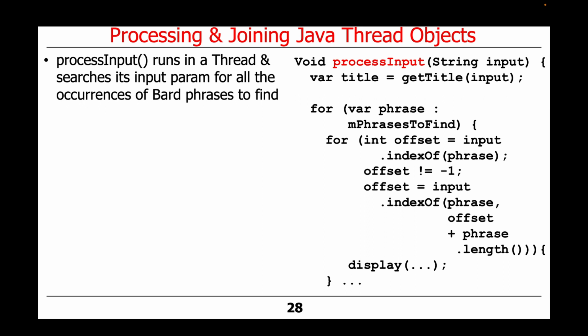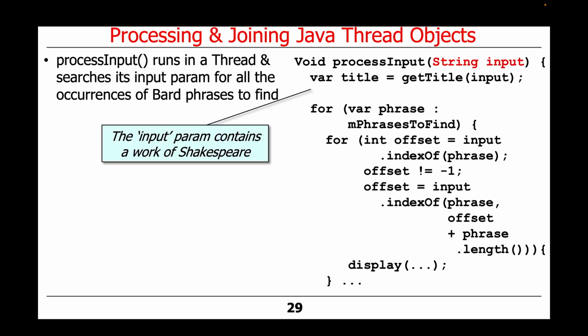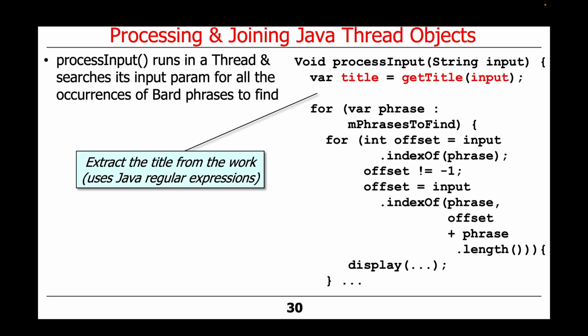Once the thread is started, process input runs, and it searches its input parameter to identify all the occurrences of barred phrases it's been told to find. The input parameter contains a given work of Shakespeare, and we use that work of Shakespeare along with the getTitleHelper method to extract the title from the work using Java regular expressions.